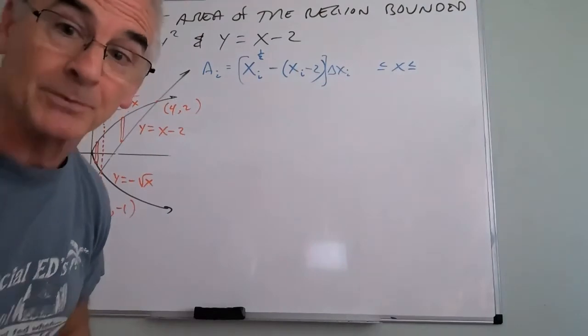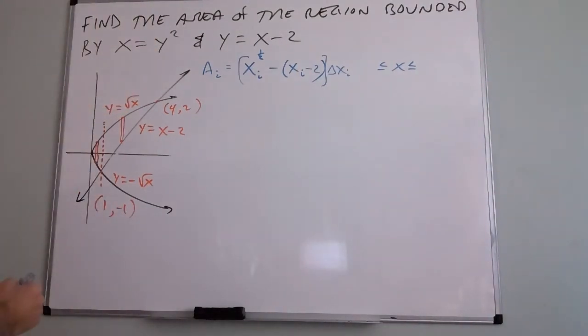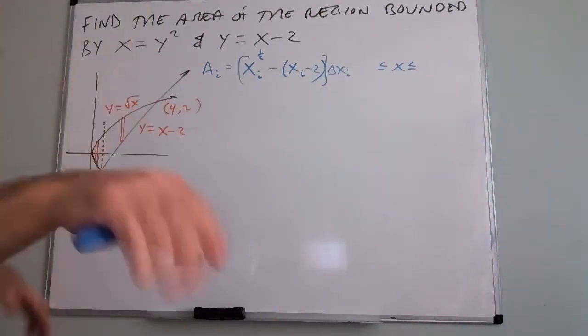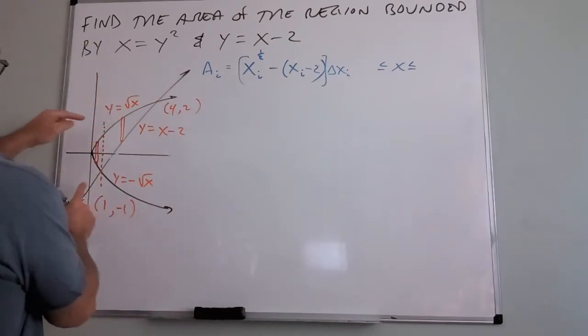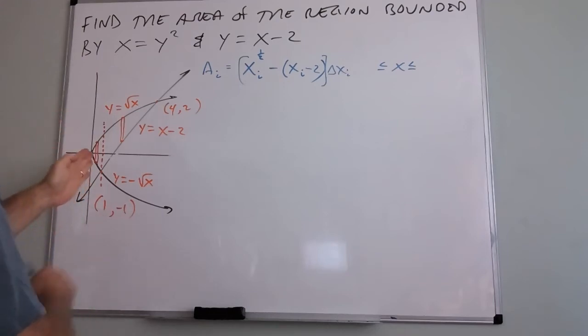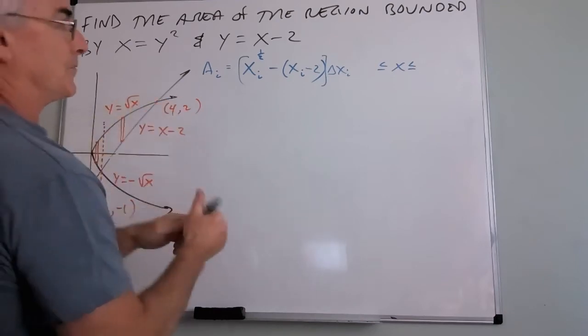This is not ideal. Wouldn't an easier way be taking this one horizontally? Yeah, but hold that thought. You're ahead of me a little bit here. But you're right idea. So right now, the top curve minus the bottom curve is only going to go from 1 to 4.